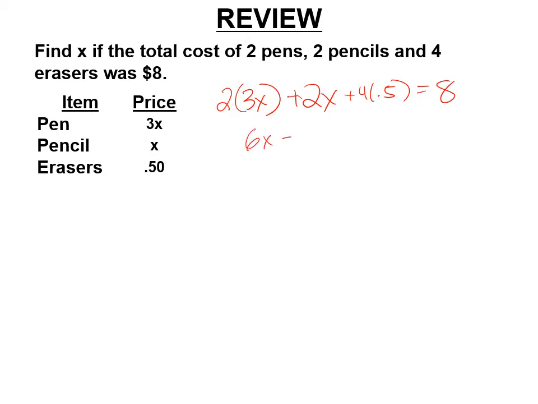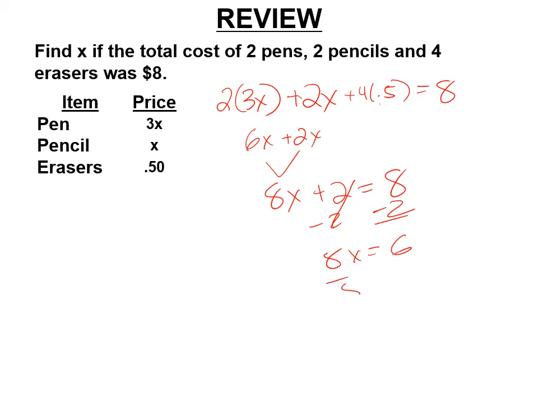So we get 6x plus 2x, that's all 8x. 4 times 0.5 is $2. There's our two steps. Subtract 2 from both sides. 8x equals 6. Divide both sides by 8. That's 6/8. You can never leave that. You could leave 3/4, but we want 3/4 of a dollar.